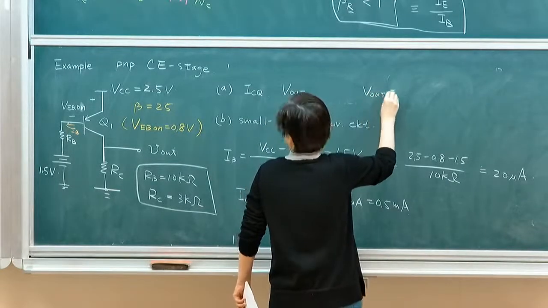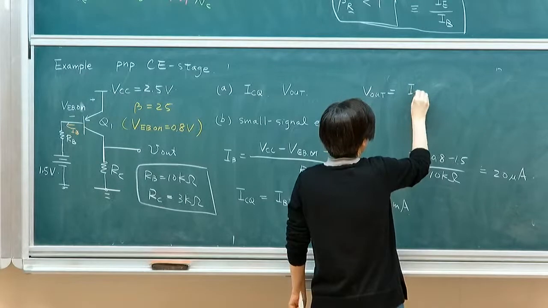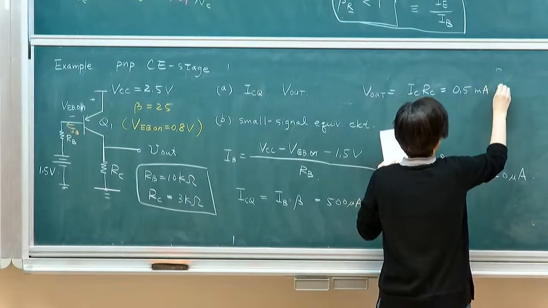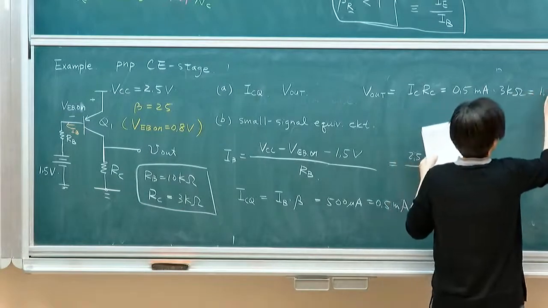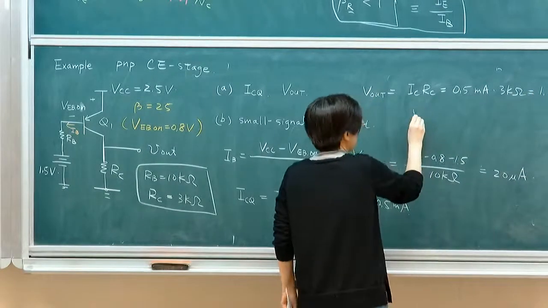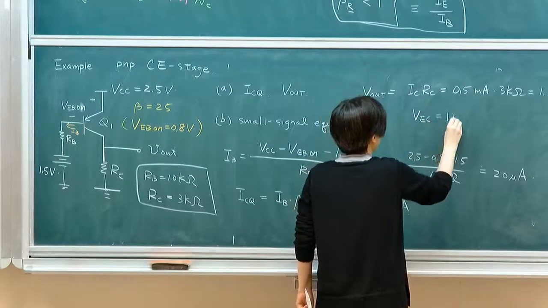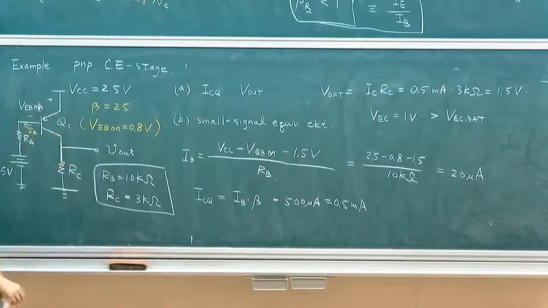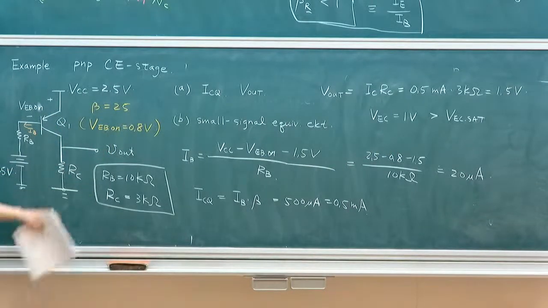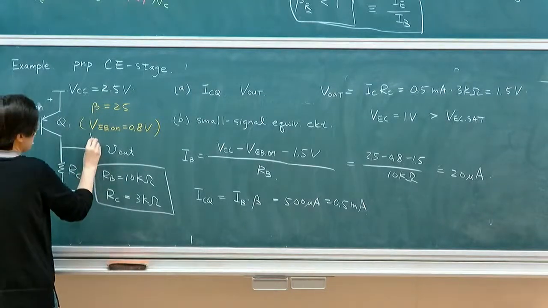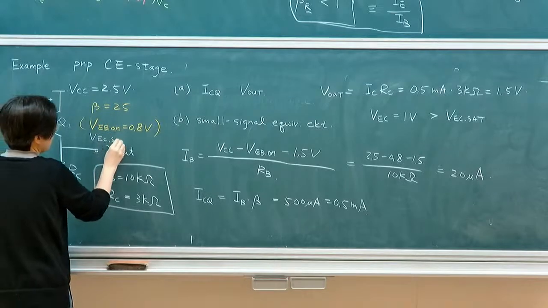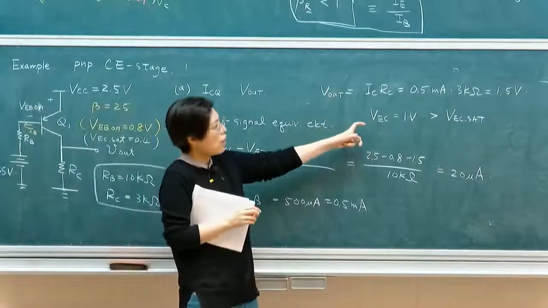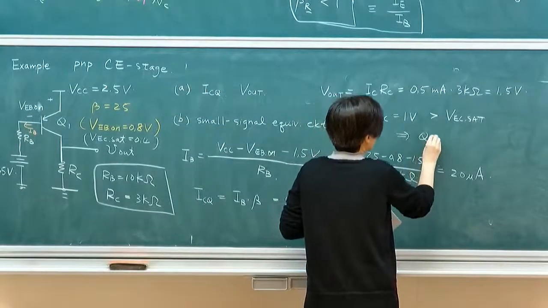VL would then be ICRC. So this is 0.5 milliamp times 3K. This will be 1.5 volt. So this will then give us VCE equals to 1 volt, which is larger than VEC sat. This is the same as VCE sat. Typically, anyways, larger than VEB. So we know that it's larger than, if I want to give you numbers, VCE sat, typically 0.4, if it's not given. So we know that it's not in saturation, it's in active. So this would then tell us that Q1 is in active.